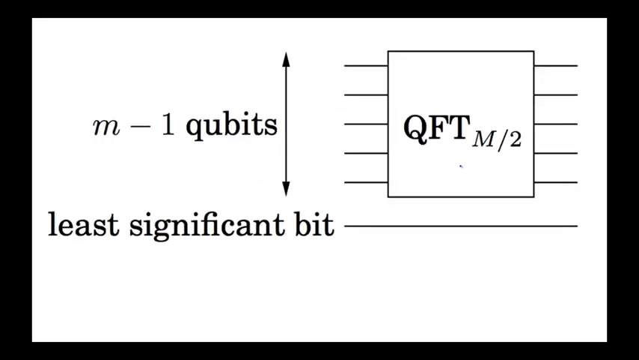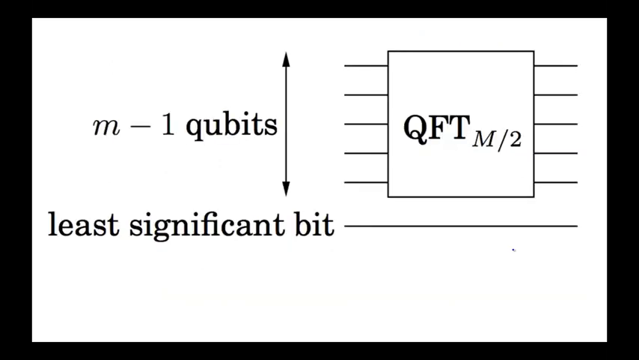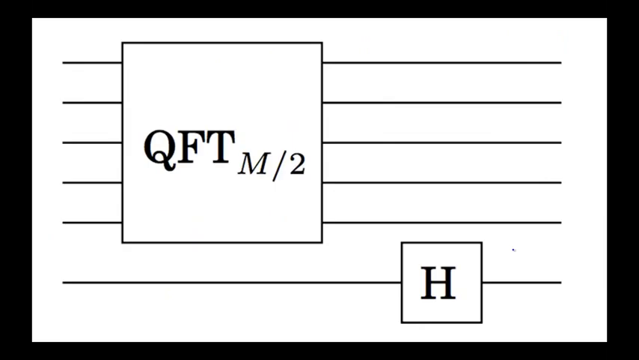Now, what's the next thing that we want to do? Remember, we want to take the jth output from here and the jth output from there, add to get this answer, and subtract to get that answer. So how do we do this quantumly? Well, it turns out in the simplest possible way. All we do is take this least significant bit that we left out, and we apply a Hadamard transform to it. And that does the right thing.